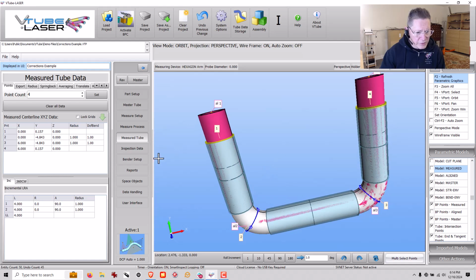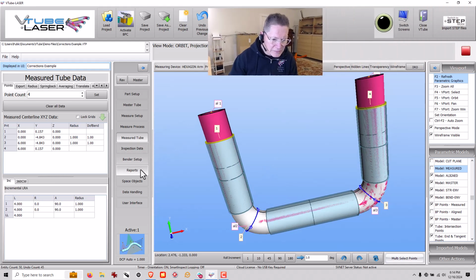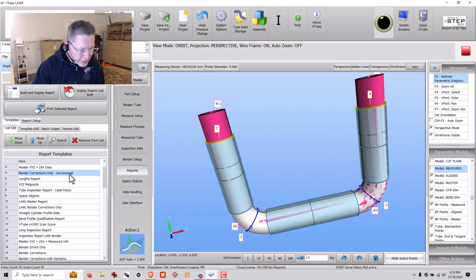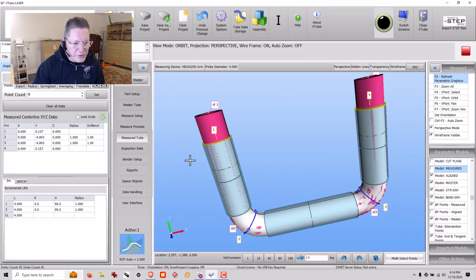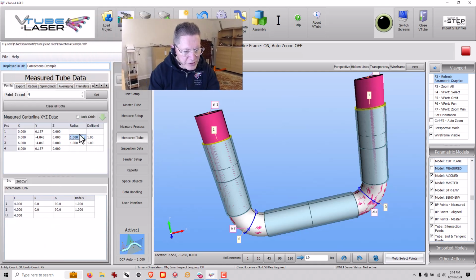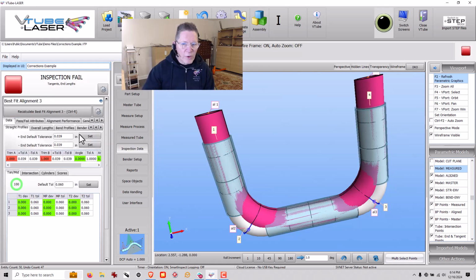What I'd like to do is go over to our reports, and we're going to look at a bender correction report. You should only see corrections to the ends because there's no adjustment needed in the middle length at all, of 0. But what happens now when we go to the measured tube, and let's say we increase the bend radii like this. It's true that in the measured part, when we do this, we're actually decreasing the length inside between the two bends with the increased radius.